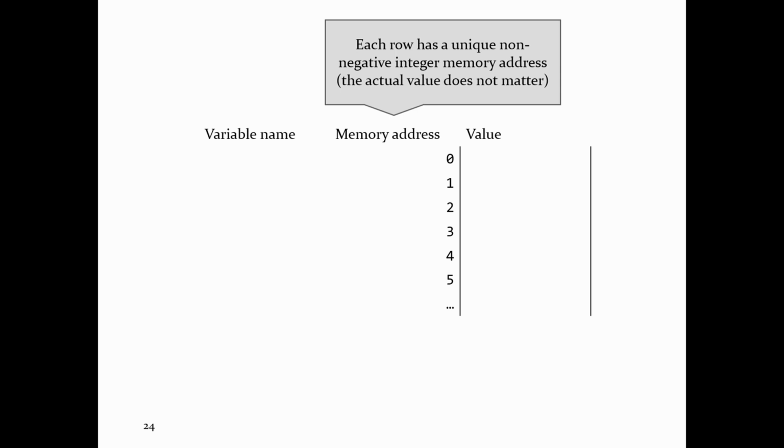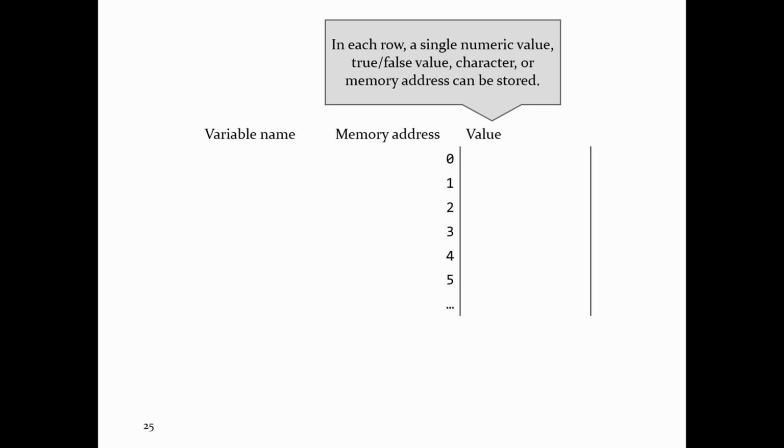The actual number that's here doesn't really matter. If you want to draw your picture starting at address 5000, that's fine with me. The number here is not important. What's important, though, is that the addresses are unique, and that there's only one address per line. And finally, on each row, you can store exactly one value.